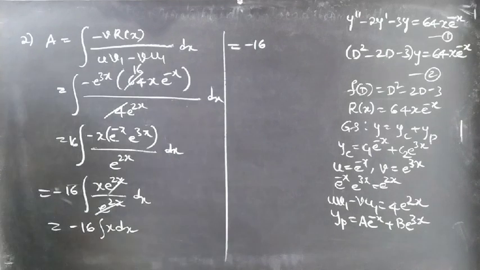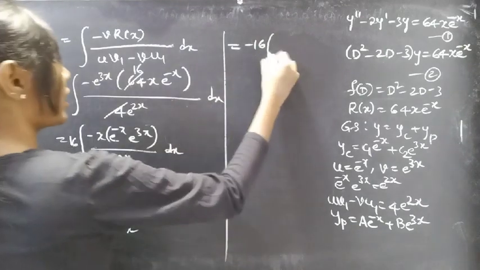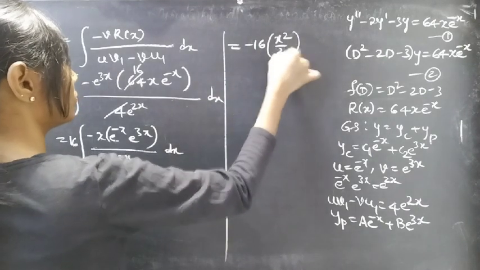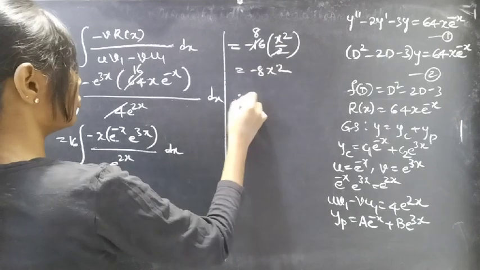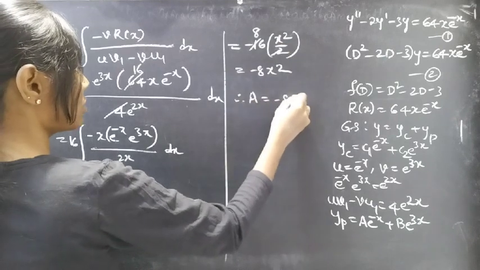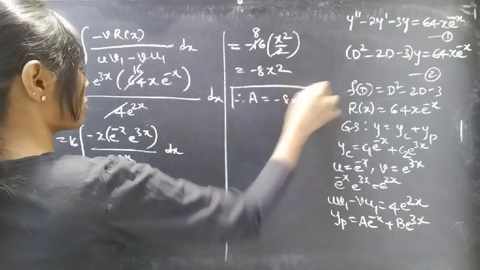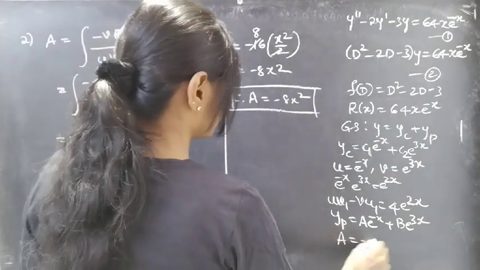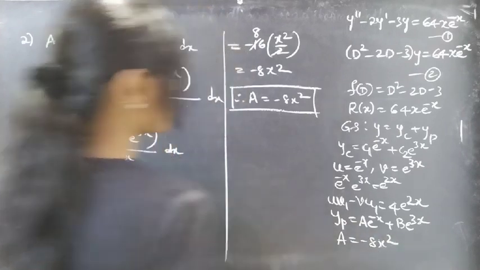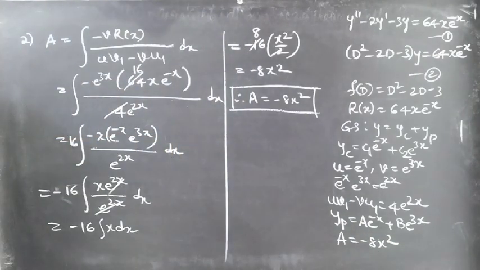Minus 16 integral x dx is x square by 2, which is equal to minus 8 x square. Therefore, A equals minus 8 x square. We got A, which is minus 8x square. Let's now find B.